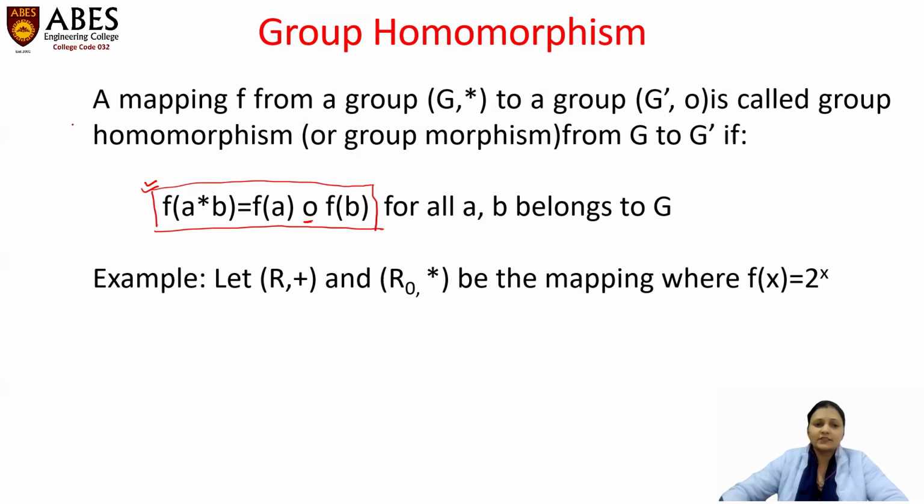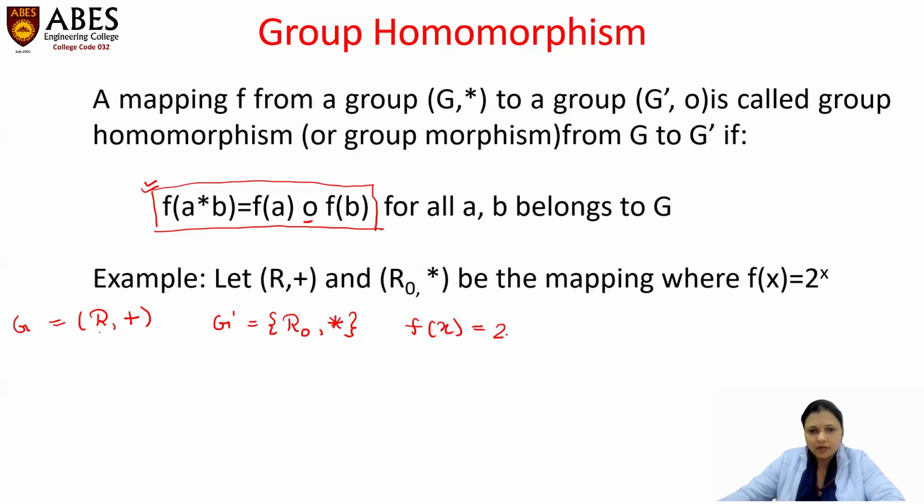homomorphic. For example, here in the example, two groups are given. The first group is (R, +). So here the first group G is the set of real numbers and the operator is addition. The second group G dash is the set of non-zero real numbers and the star here is multiplication. And the function given is f(x) equal to 2 to the power x. So here we have to check whether these two groups are homomorphic or not.